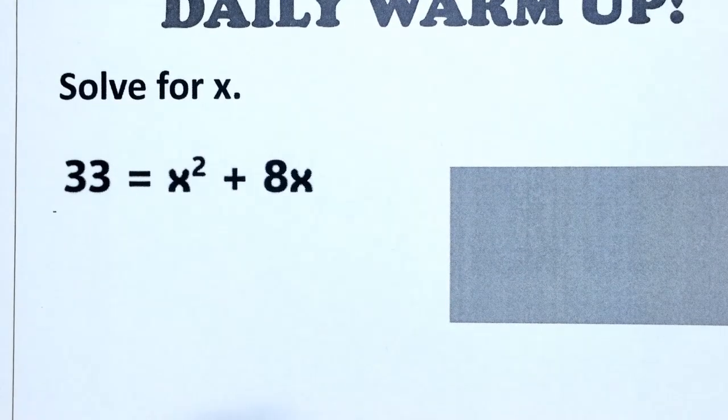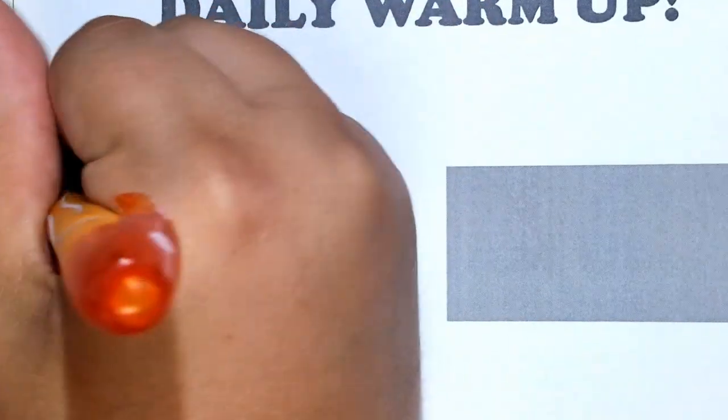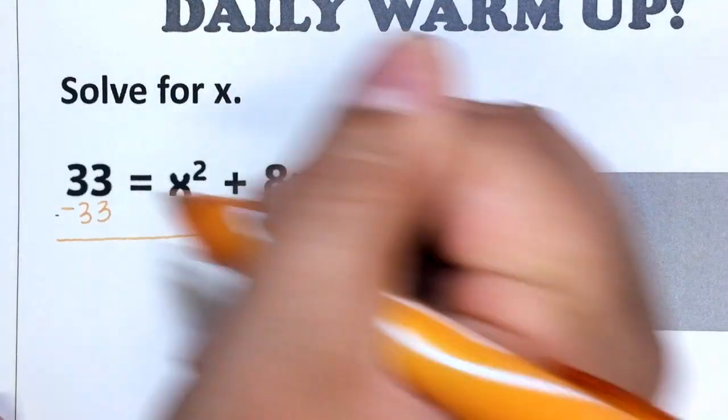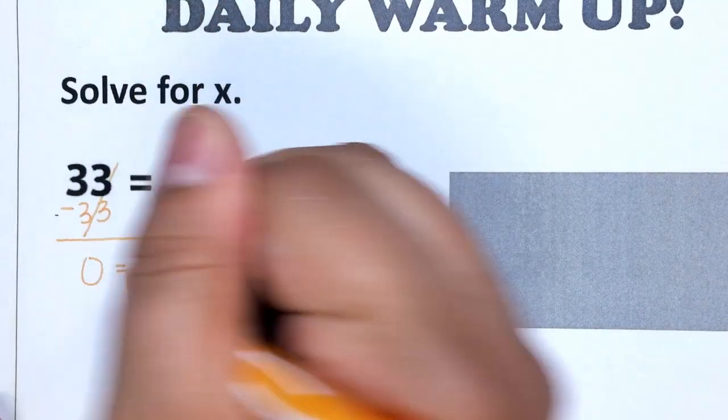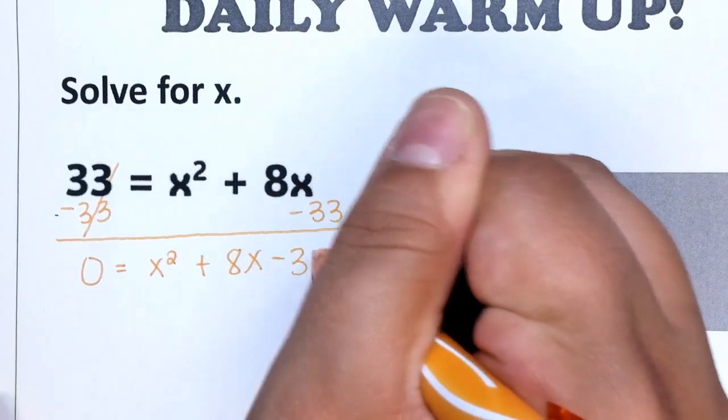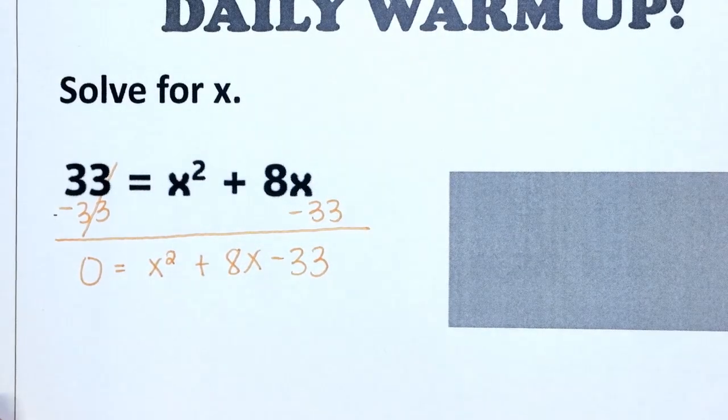Okay, this problem says solve for x. What am I going to do first whenever we have an x squared and an x? Why am I going to subtract the 33 from both sides? Whenever we have a quadratic equation like this, I want it to equal 0, because I want a factor. Cool, we have that.